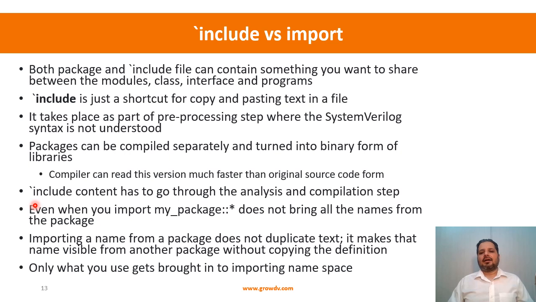Okay, and the other thing is that even when you import my package ::star, it doesn't mean that all the variables and everything come from that package to the entity that is importing it, right? Only what you actually use becomes visible. Okay, so if you don't use it, then there is no problem. So like in the previous example, if we had done just import bus package ::star, and if the error status was never used, then there would not have been any problem. Since we were specifically trying to use the error status, or trying to import it, that is when the conflict comes.